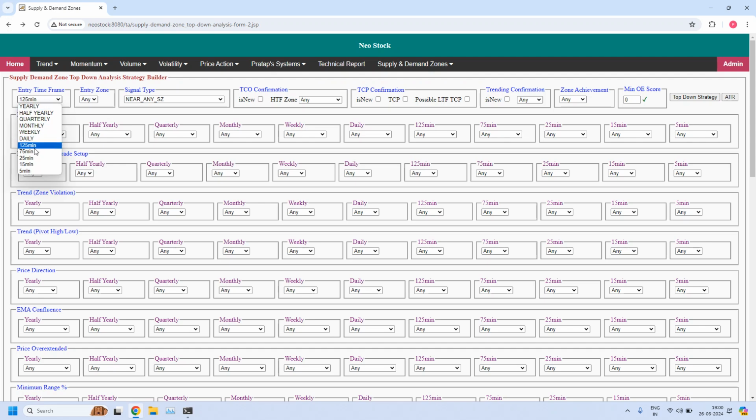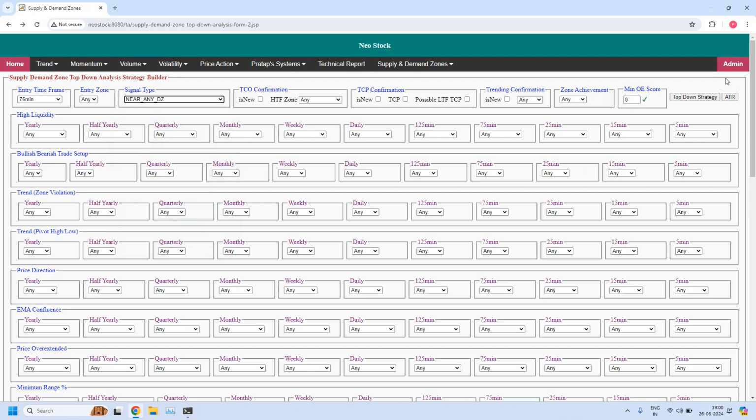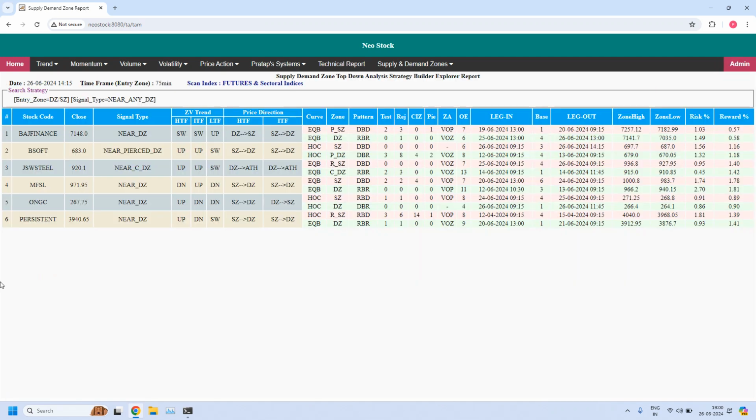Changing the time frame to 75 minutes. Entry time frame is 75 minutes. Let us find the stocks near 75 minutes demand zone. 6 stocks are filtered. Let us identify any high liquidity demand zones. JSW Steel is there.